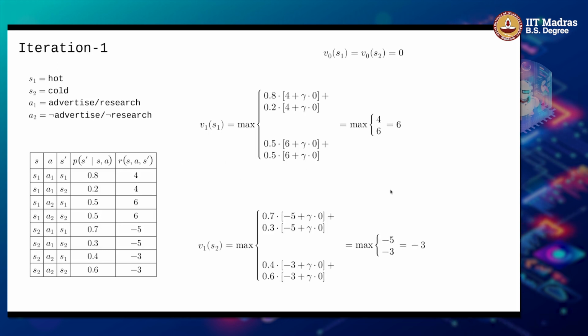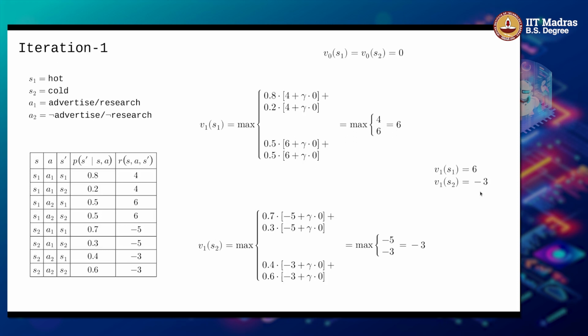You do the same thing for V1 of S2. Instead of looking at the top half of this table, you look at the bottom half of the table. For state S2, it is a similar computation; only the transition probabilities and reward expectations change. The max here turns out to be -3, so the value at iteration 1 of state S2 is -3. So you started off with V0 of S1 equal to V0 of S2 equal to 0, and you ended up with V1 of S1 equal to 6 and V1 of S2 equal to -3.